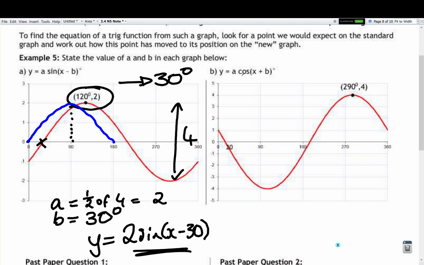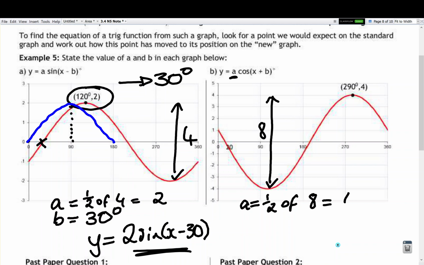Okay, initially though, it's probably easiest just to get A out the way. A is always half the distance between the maximum and the minimum. So the maximum is at 4, the minimum is at -4. That's a distance of 8. So A is half of 8.